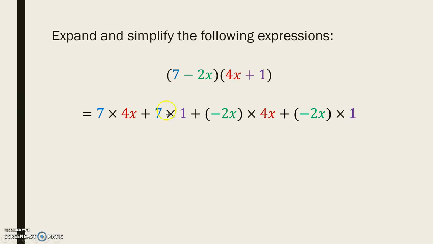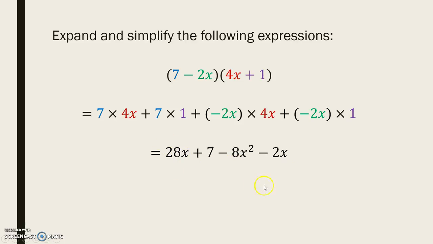It's 7 times the 4x is our first multiplication, then 7 times the second term, 7 times 1. Then we take the -2x here, remembering the negative stays with the 2. So it's -2x times the first thing, which is 4x, plus -2x times the second thing, which is 1. So 7 times 4x is 28x, 7 times 1 is 7, -2 times 4 is -8, x times x is x squared. -2 times 1 is -2, x.